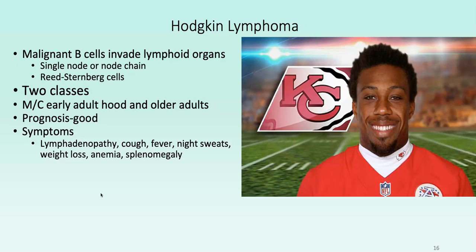Classic Hodgkin lymphoma is characterized by mononuclear Hodgkin cells, and it will have the Reed-Sternberg cells. Hodgkin's lymphoma occurs most frequently in two different time frames in an individual's life. The first is in early adulthood from 15 to 40 years of age, and older adulthood over 55 years of age.